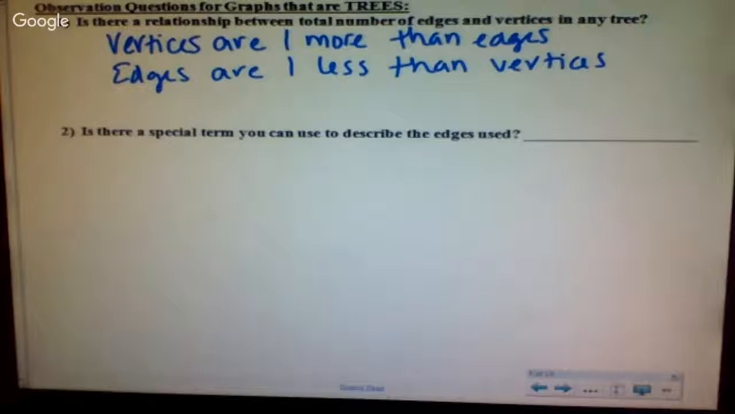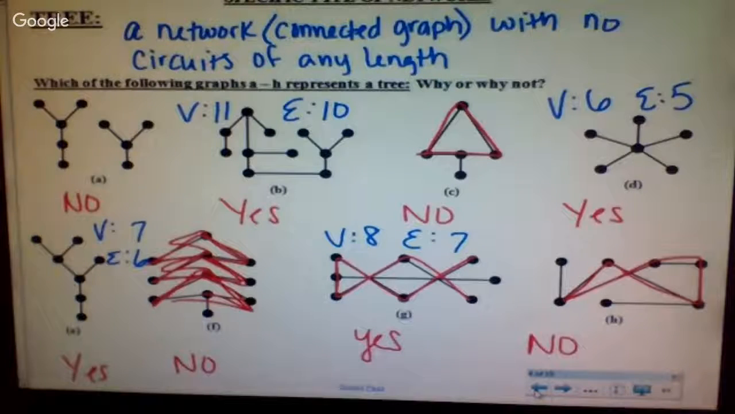When you say special term, does it mean equation? No, special term means we've talked about terms before with graphs. There was a certain word that we talked about. Okay, so is there a special term you can use to describe the edges used in these? Path? A network? It's something we talked about in chapter 5. Who was one of your key terms? It began with a B.